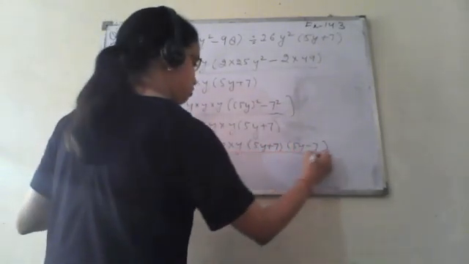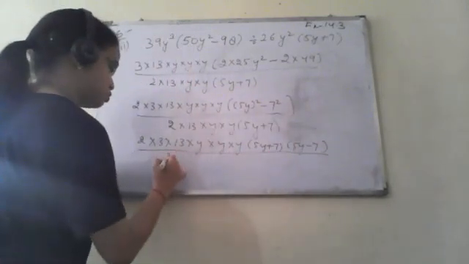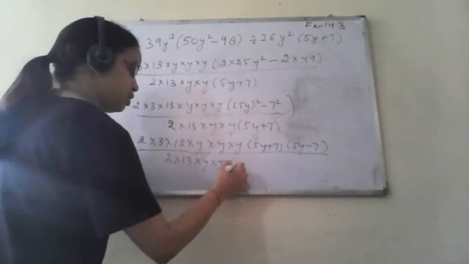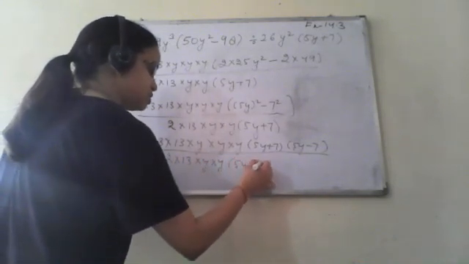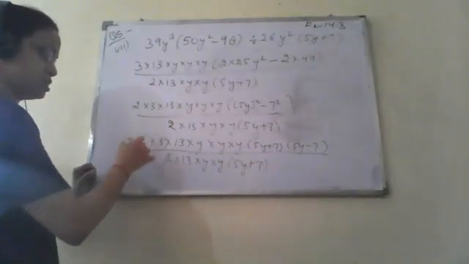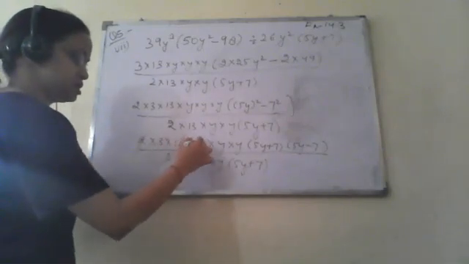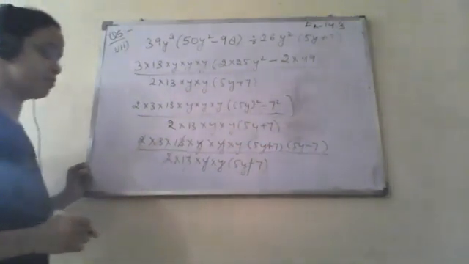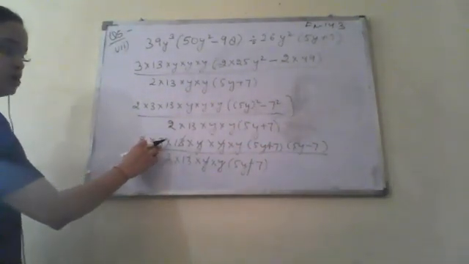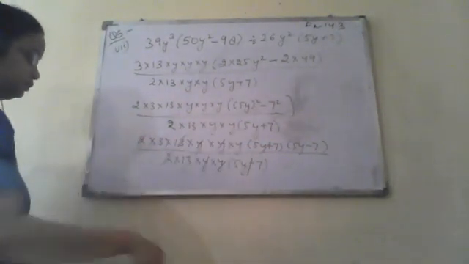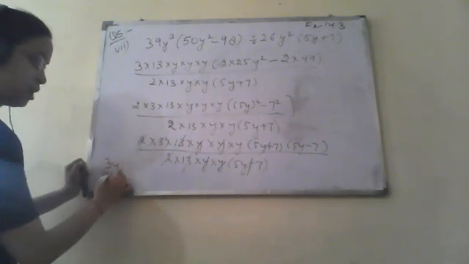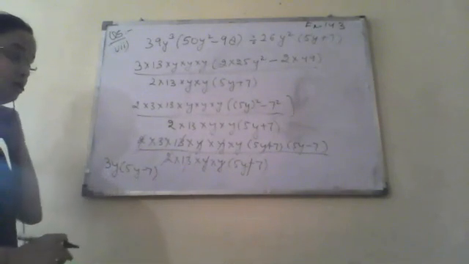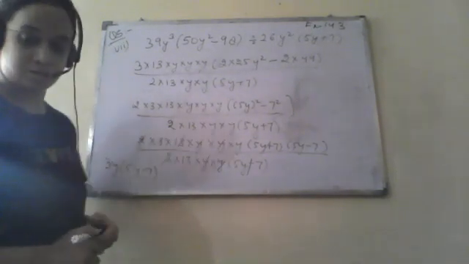In the denominator what we have? This is 2 into 13 into y into y into 5y plus 7. So this 2 is cancelled, this 13 is cancelled, this y is cancelled, this 5y plus 7 is cancelled. So what is left? There it is 3, this is y, that is 3y into y minus 7. So it is left in the numerator. So this is the answer.